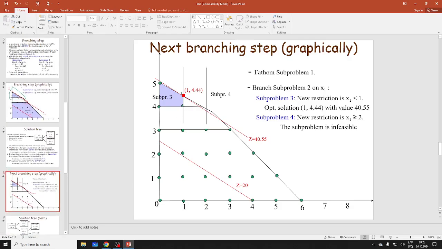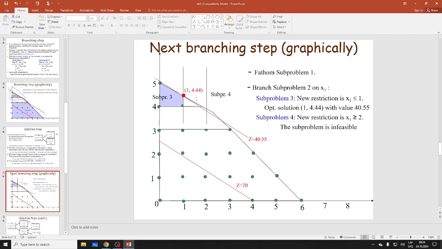So basically, this is what we are doing. We have sub-problem 3 and sub-problem 4, and here you can say infeasible, because we just don't have it, it doesn't meet the other constraints. So now what we do is we find a new value that is actually 1 and 4.44, with value 40.55, right? So this here. So we just got rid of this part.